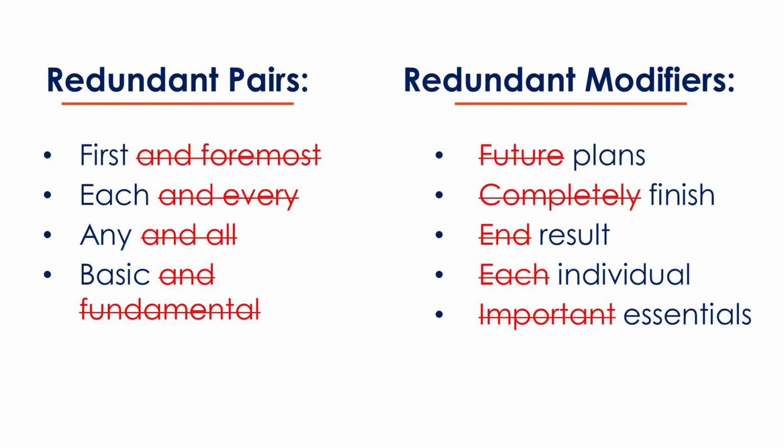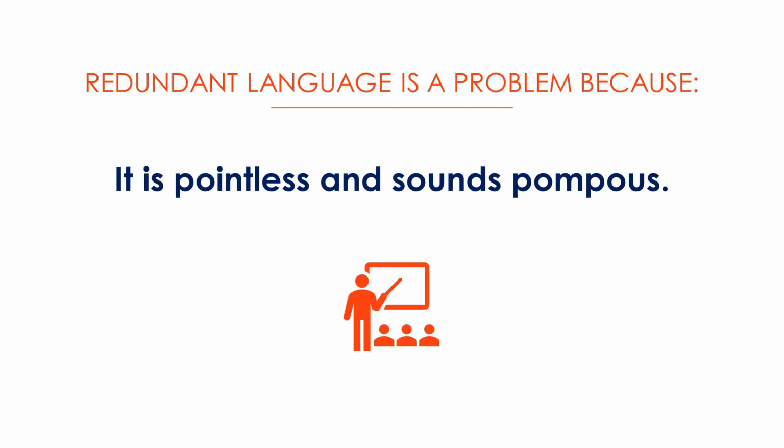And therefore, to fix this problem, it's actually quite easy. In redundant pairs, you just eliminate one half of the pair. And in redundant modifiers, you eliminate the modifier and just leave the noun. It's that simple. Redundant language is a problem, as we suggested before, because it's pointless, right? Things that are redundant literally don't need to be there. And there are also problems because many of these common issues sound pompous. They sound overwrought and flowery. Keep your language simple, direct, plain, and conversational.